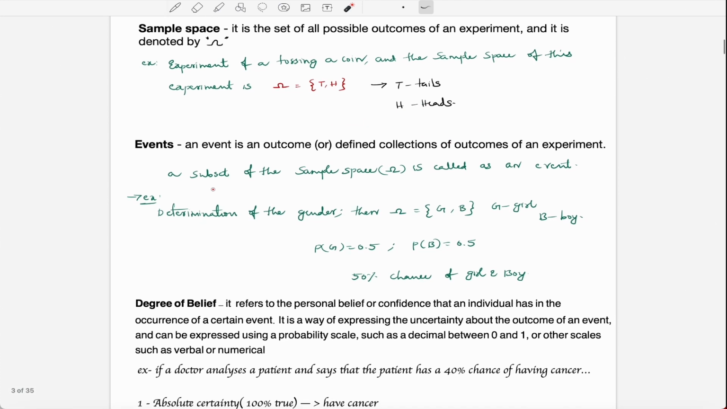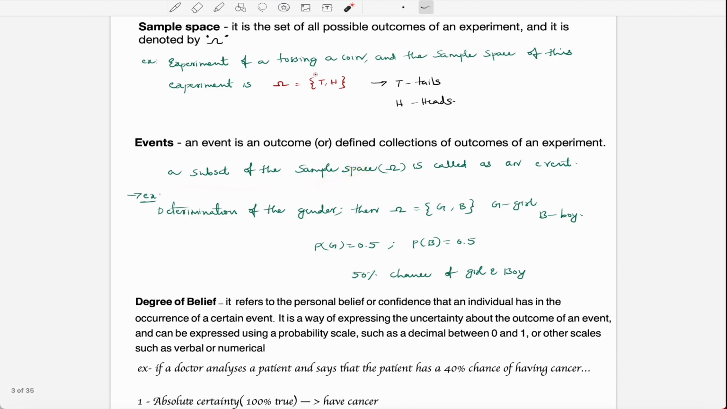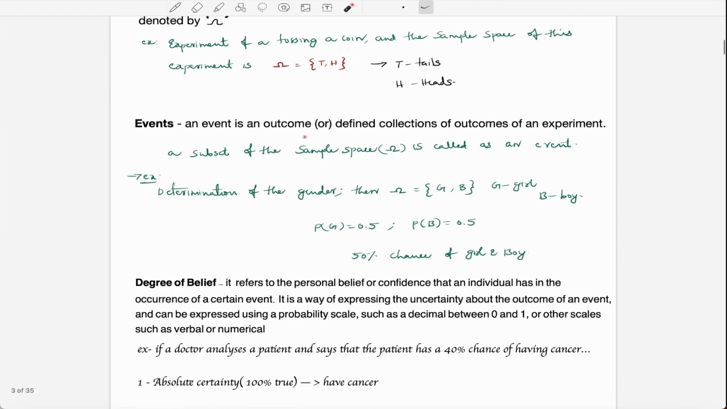An event is a subset of the sample space. The outcome may be a tail or a head, so this is a subset of the sample space. We have tails and heads, and the result may be the tails or the result may be the heads. It's just a subset of this sample space. The sample space is nothing but the set of all possible outcomes, right?